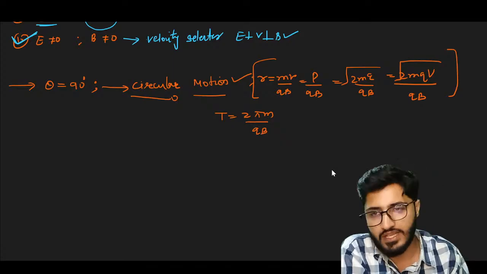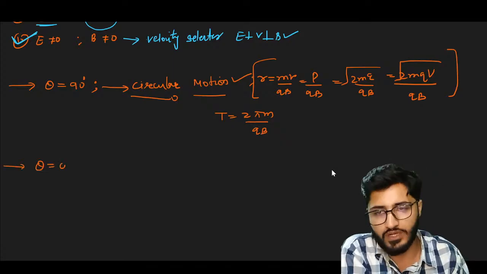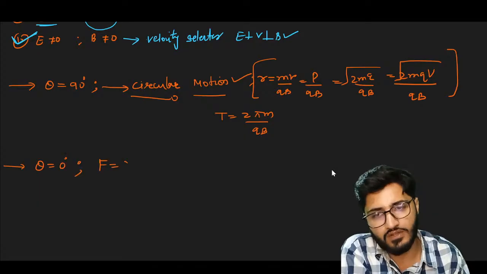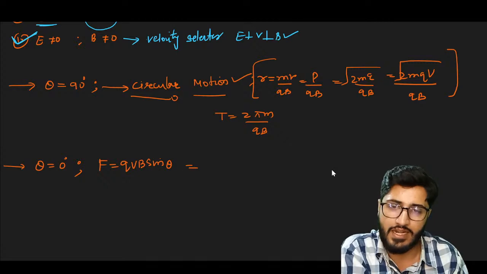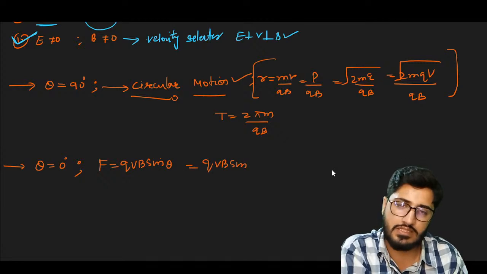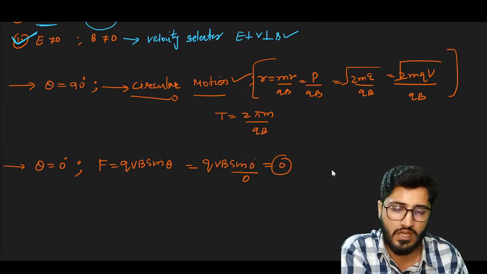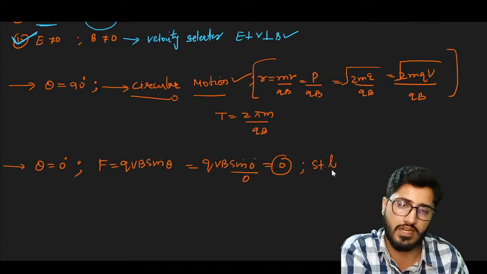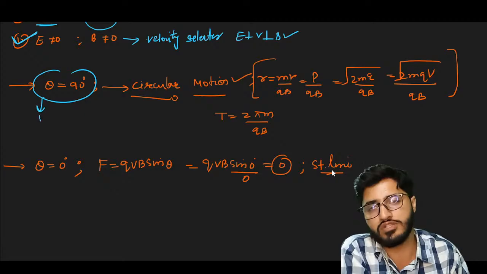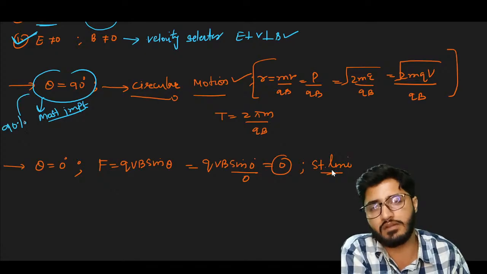Case number second, that is theta is 0 degrees. If theta is 0, then F equals qvB sine theta, and I can write it is qvB sine 0 degrees. Sine 0 is 0, so my force is 0. If force is 0, the particle will be in straight line motion. This one is most important. That means you will get 90% of numericals based on this particular one.